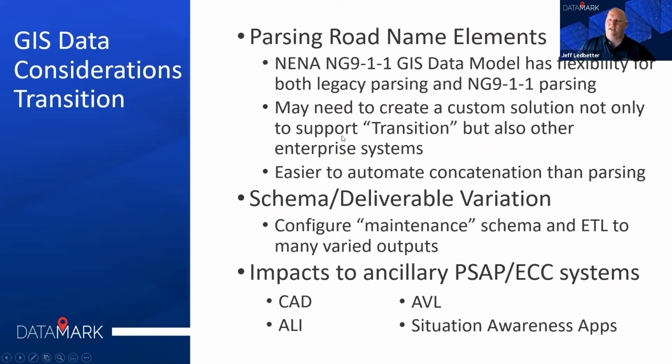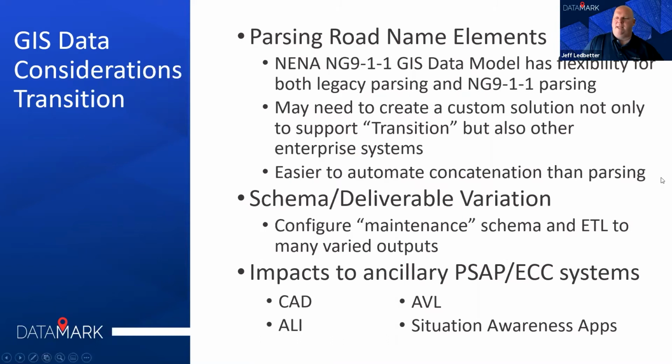This relates back to the parsing of the road names, because it's always easier to automate the concatenation rather than to automate the parsing. Sometimes parsing things back down into those very granular elements gets tricky. And so you really wouldn't want to have a fully automated process that did that. Maybe you would want to have a semi-automated process with some human checking in there.